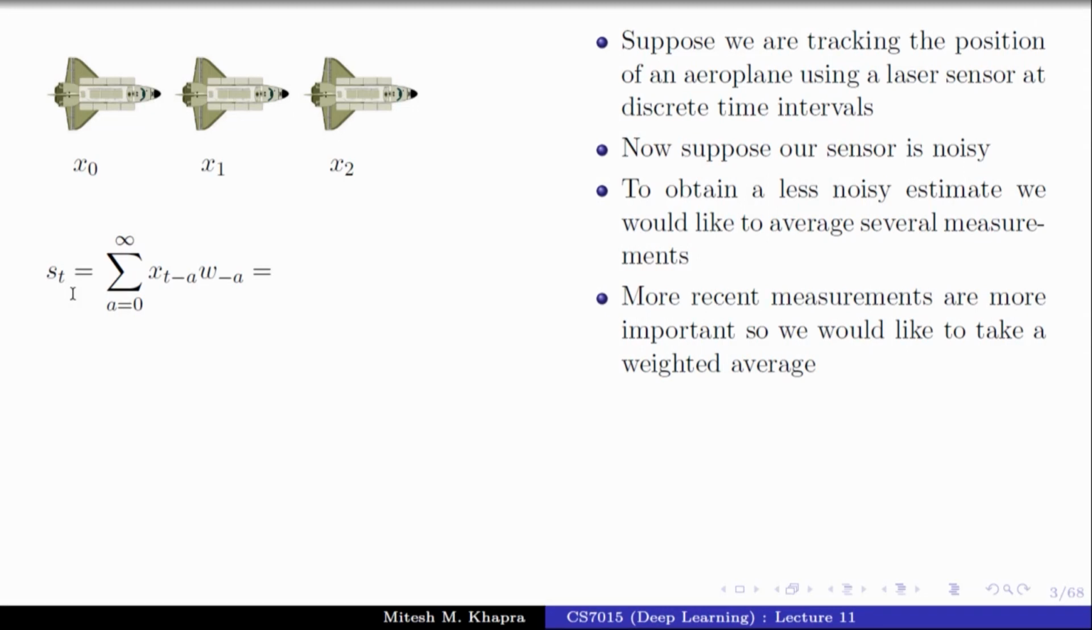Let's expand this term. Let's make it 0 to 10 instead of 0 to infinity. Now can you help me? What's the first term going to be? x_t minus? a goes from 0 to 10. So the first term is x_t into w_0. Then the next one is going to be x_{t-1} into w_{-1}, and so on, all the way back up to x.